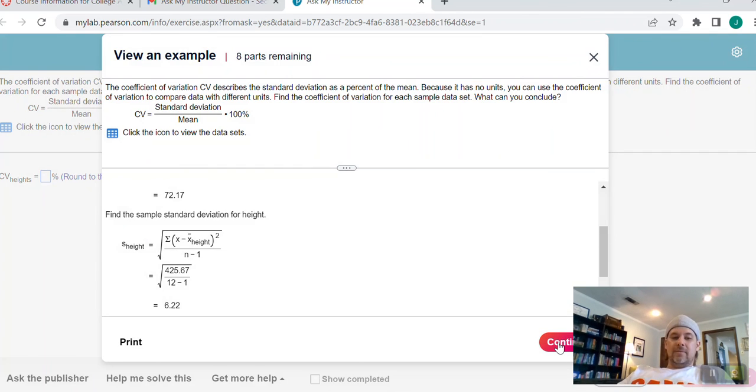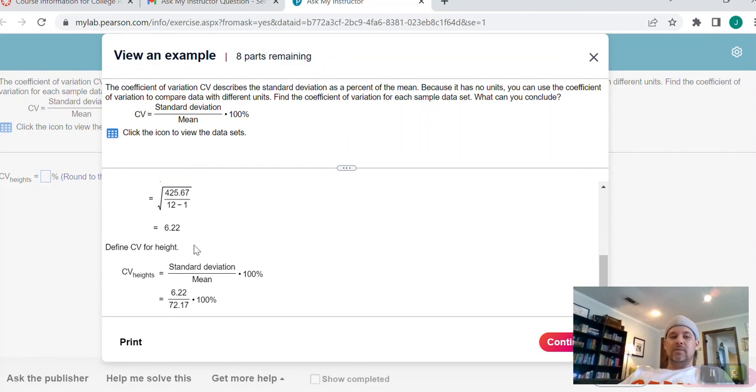Now you can continue from there, and it will tell you, well, here's what you do to find the coefficient of variation. But that's to just do the part you're asking about. We can do that in StatCrunch, and it takes a lot longer to do the calculations by hand. Anyway, hope that helps.